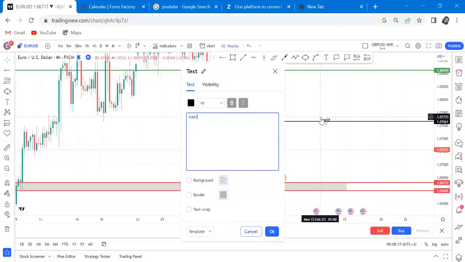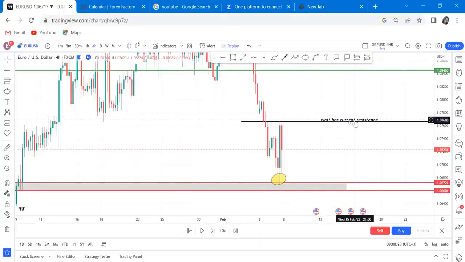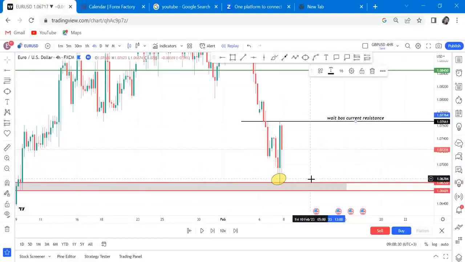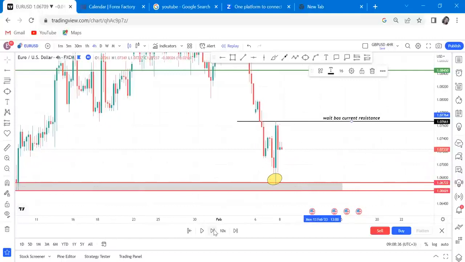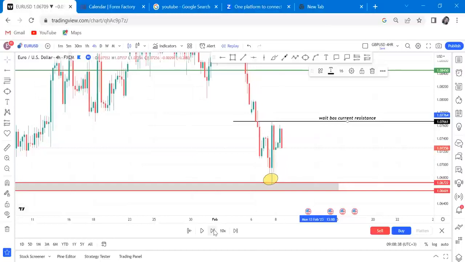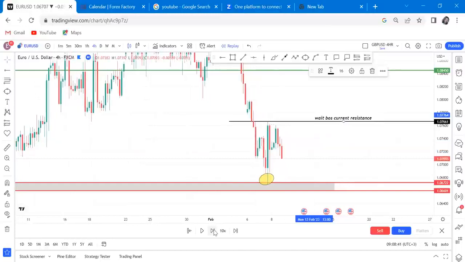So wait, BOS. We want BOS on the current resistance. Guys, pay attention, because this will change how you analyze the market resistance. So wait BOS on current resistance. For me, I was waiting for that resistance to be broken. So let's wait and see what happens. As we were waiting, I was waiting patiently. I was not in a hurry to enter Euro USD. I was like, if they don't break my resistance and they continue breaking down, they have violated that double bottom.